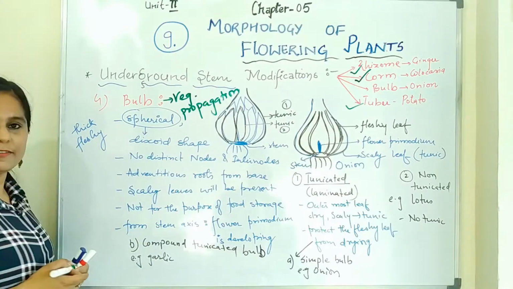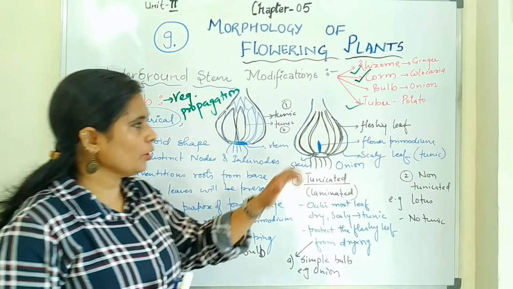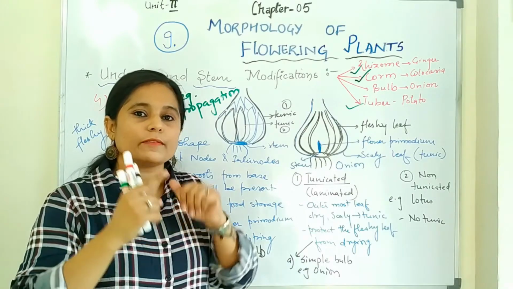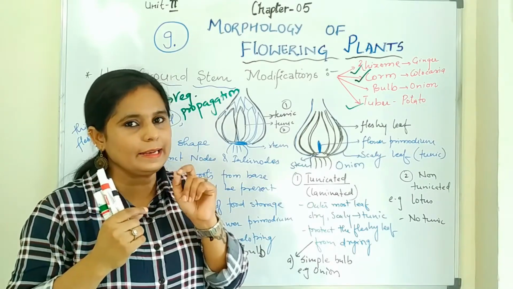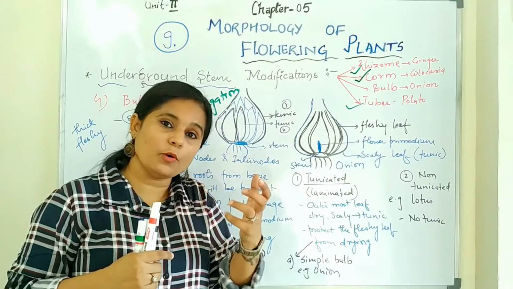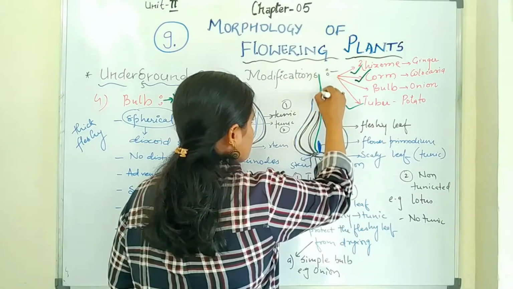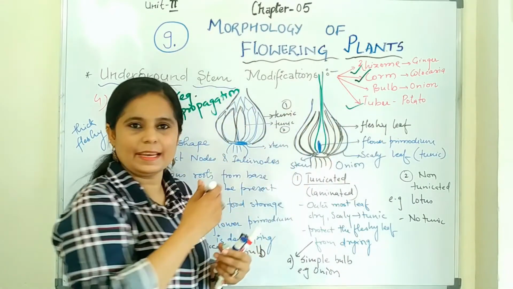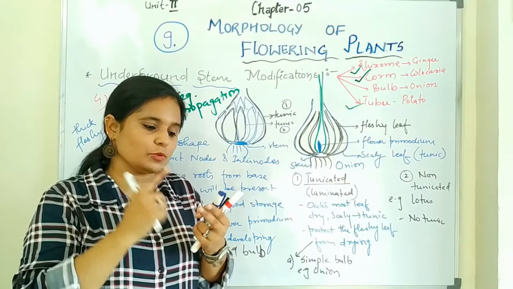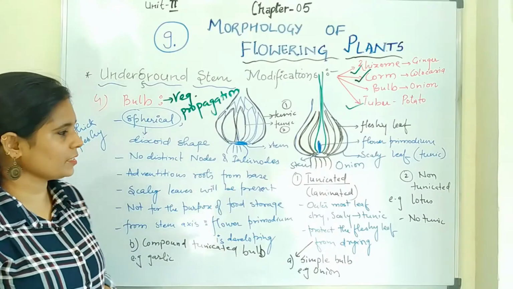So bulb is the modification of underground stem for the purpose of vegetative propagation. Here you will see that leaves are present, the scaly leaf, which is a tunic, the outermost papery dry leaf. Next is the fleshy leaf, which we consume. Then one more type of leaf is present, which is green in color. They grow like this and become aerial. That is the spring, the whole spring onion which we consume. So here we are consuming the leaf, not the stem. Stem is only helping in vegetative propagation.